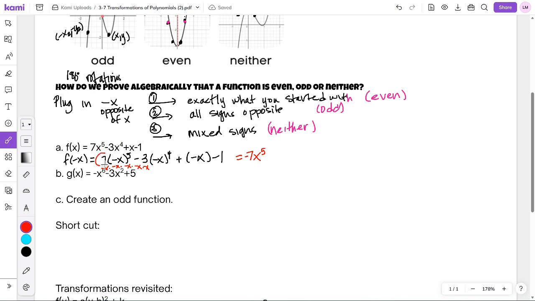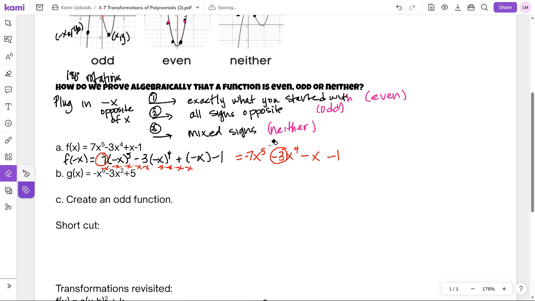So that sign is opposite from what I started with. I started with a positive 7. I'm at a negative 7. All right, this next one, I have negative x times negative x times negative x times negative x. That's 4 negatives. That's going to make that positive. And it's x to the 4th because x times x times x times x is x to the 4th. All right, so this sign is the same. So I already know this is neither. I'm going to continue finishing here. So I have this changes to opposite of x minus 1. So let's just look at our signs.